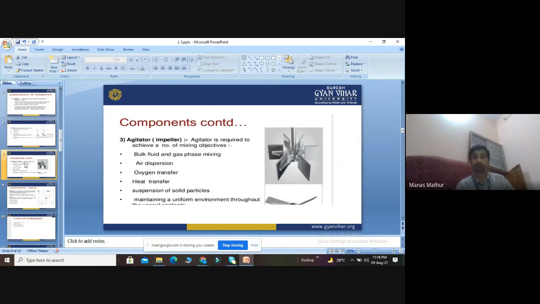We discussed then the agitator, which is used for proper mixing of all the components, proper dispersion, proper oxygen transfer, proper heat transfer, proper suspension of solid particles, and maintaining a uniform environment.